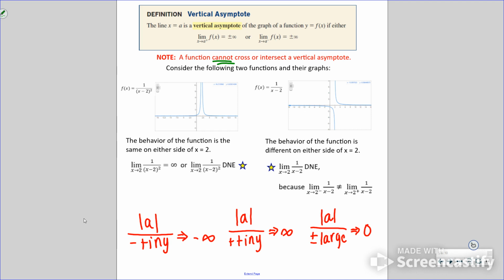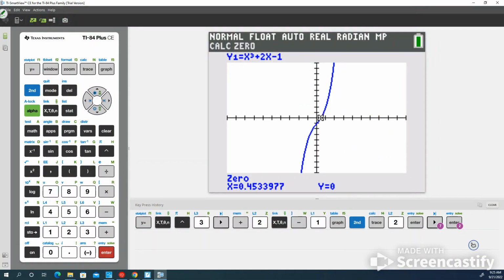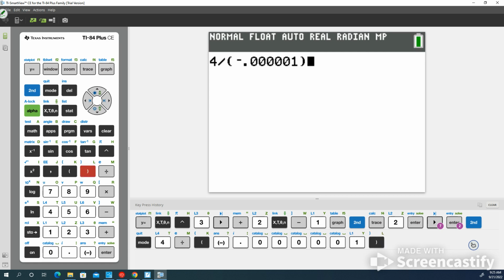But basically what this is saying is, if you have any sort of value up top, any sort of number, let's just say we have 4. I'll show this to you. And I take 4 and I divide it by a negative tiny number. So let's go negative 0.000001, something like that. So I have any number divided by a negative tiny number, that's going to go very big in the negative direction.